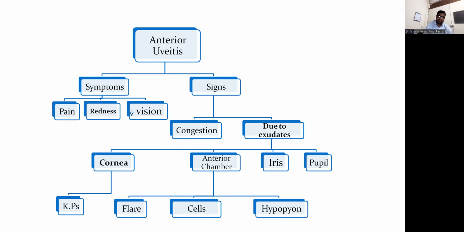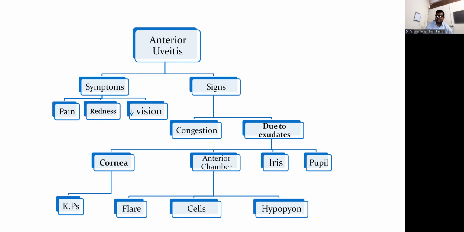So what are the symptoms patients will have? The patient will give you a history of severe congestion, that is redness, pain, and diminution of vision, because the exudates will come. The signs will be congestion, and if the exudates are deposited over the cornea, there will be KPs. I have already shown you the photos and explained the different types of KPs. If the exudates go into the anterior chamber, they will be in the form of cells and flare. Sometimes the exudates get deposited at the base of the anterior chamber, and this is known as hypopyon, that is in the form of pus.